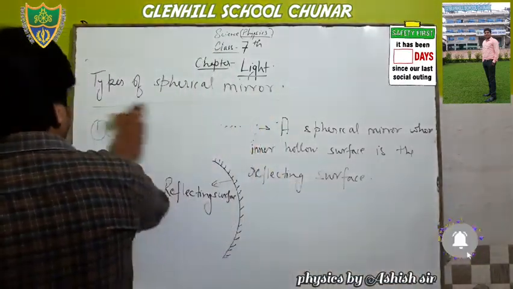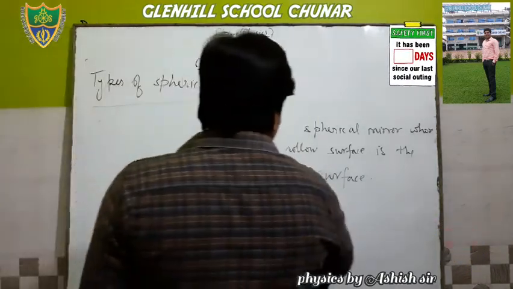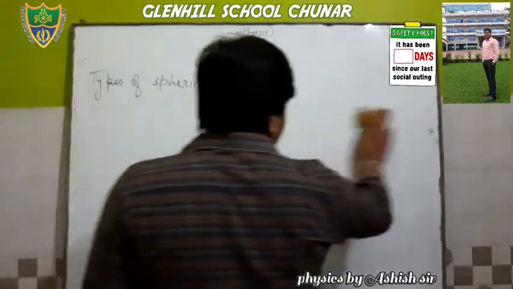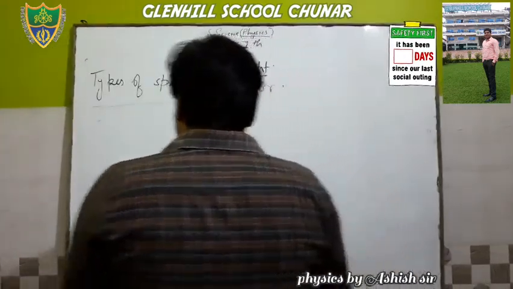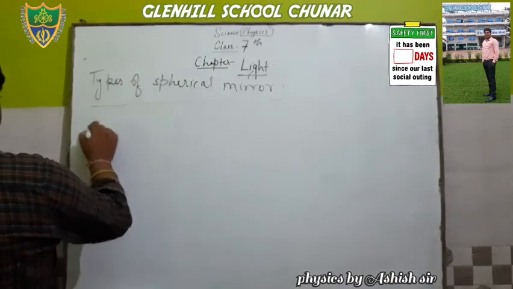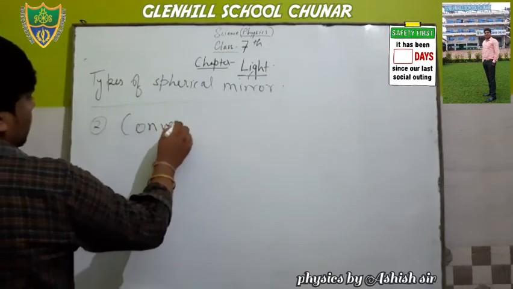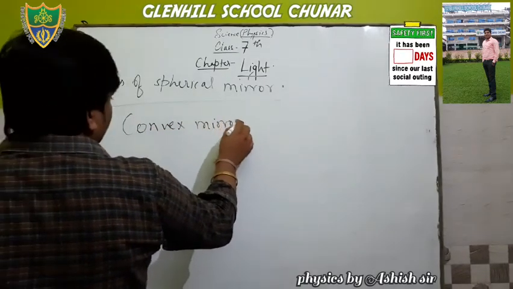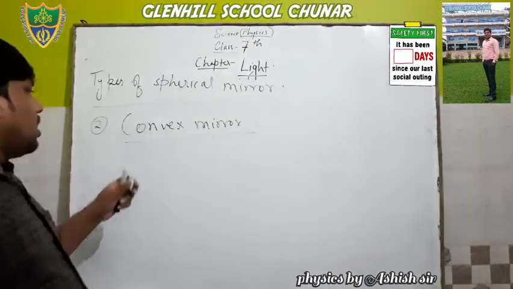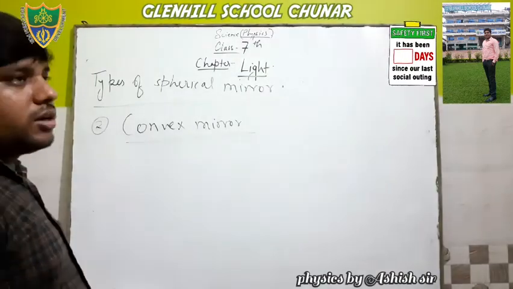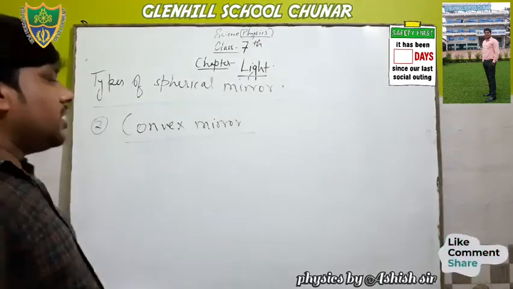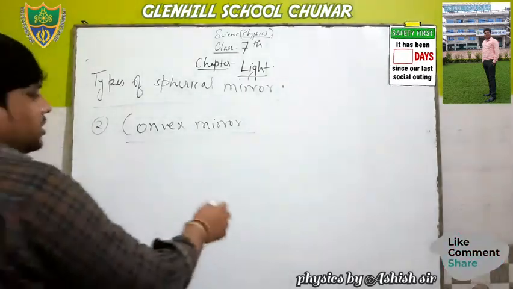Now the next topic is the convex mirror. The second type is the convex mirror. It's very important to know the difference between concave and convex, because it is very confusing. Every time, students do not recognize which mirror is concave and which is convex. So carefully understand what concave and convex are. Now let's see what convex is.